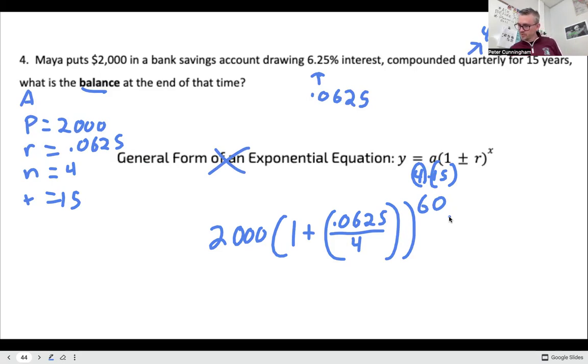All right, so using my calculator here, putting the first set of parentheses, 1 plus, starting my second set of parentheses, 0.0625 divided by 4, close both sets of parentheses, go to the power of 60. And good for Maya. After 15 years, her account has gone from $2,000 to $5,070.29.